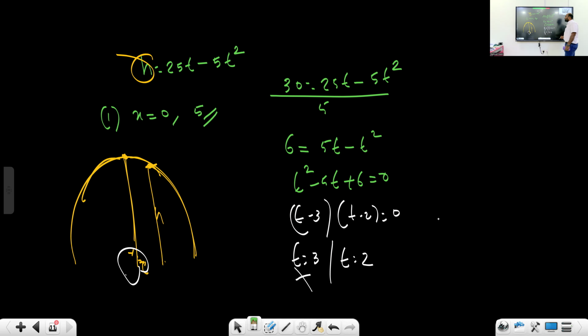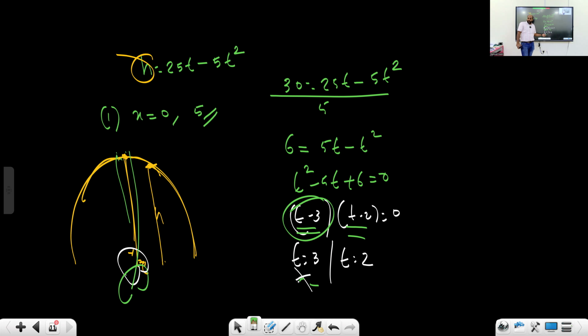So we are done with splitting the middle term. We got two values, t equal to 3 and t equal to 2. So t equal to 3 is rejected. The reason: how much height do we want to get? 30 meter. Maximum height is 31.25, which we get at t equal to 5 by 2, that is 2.5. So don't take that one; 3 is bigger than that. That's why it is rejected.